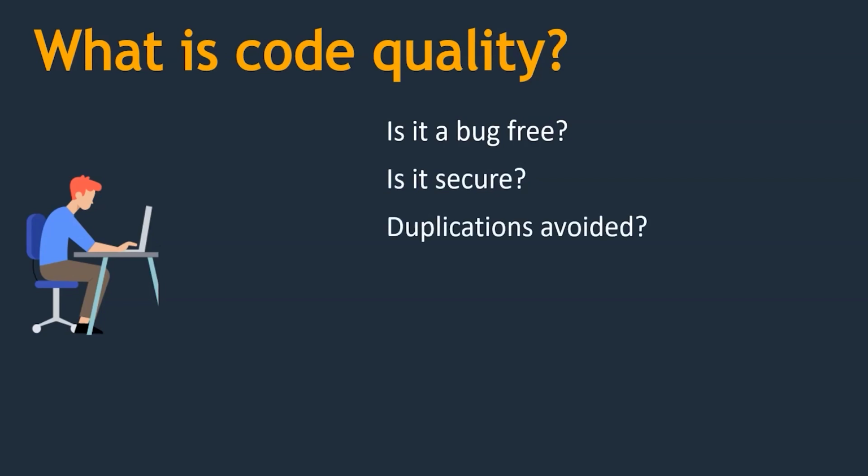Duplication is avoided. Sometimes we may write repeated code. Instead of that, we can write once and use that functionality in other places. Maybe we can call it reusability. Then tested properly. Whatever code you have written, have you tested it properly? Then complex code. Have you written any complex code?